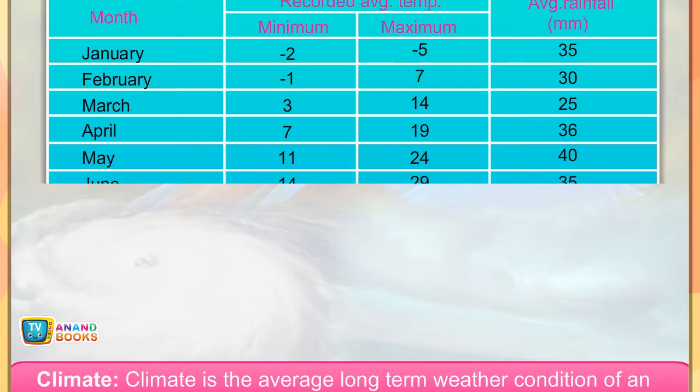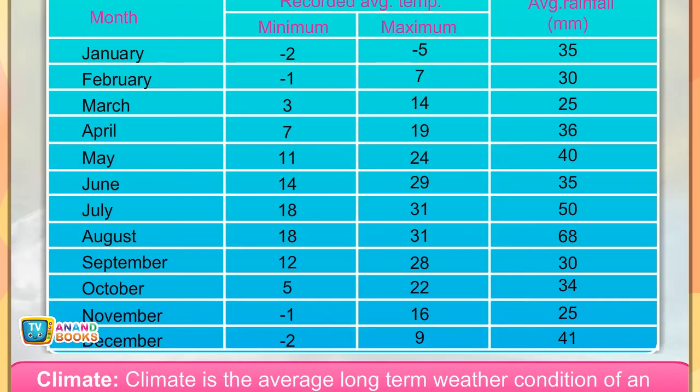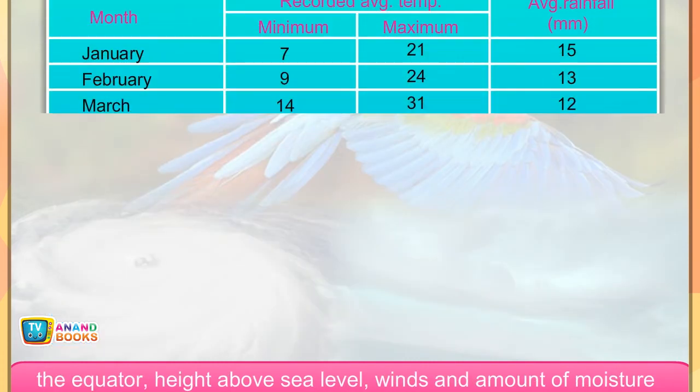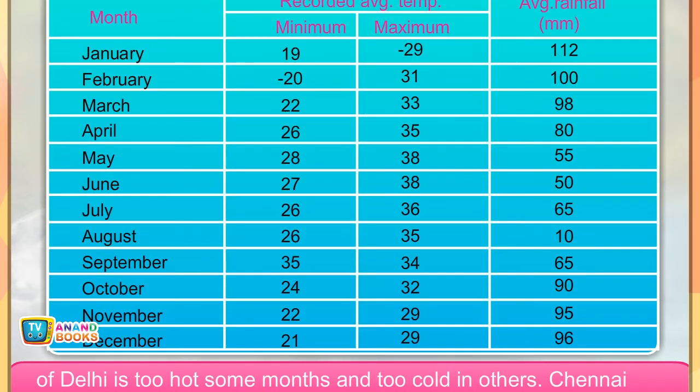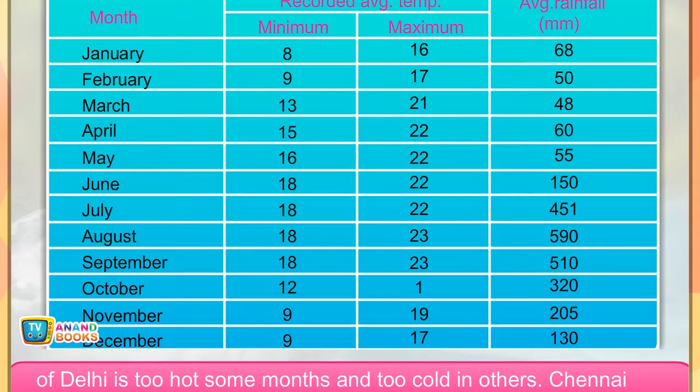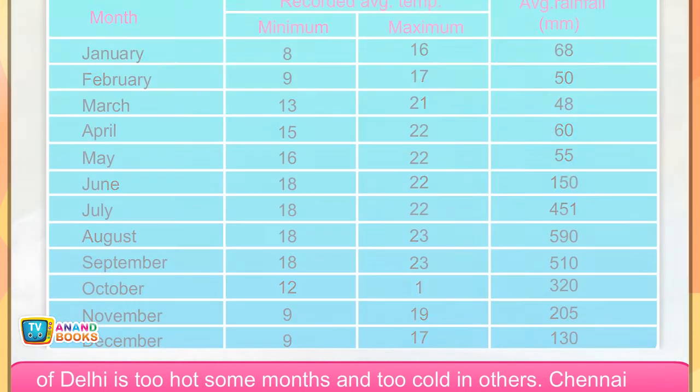Climate. Climate is the average long-term weather condition of an area. Climate of an area is determined by the distance from the equator, height above sea level, winds, and amount of moisture, humidity in air. The average climate of Srinagar is cold and dry. Of Delhi is too hot some months and too cold in others. Chennai experiences hot, humid climate for most of the year.